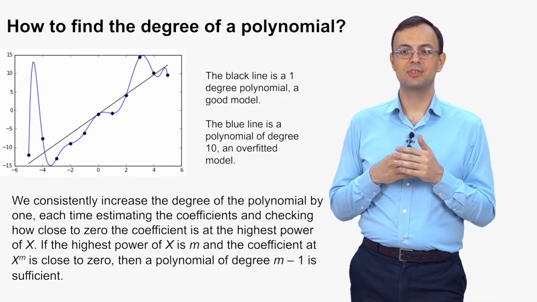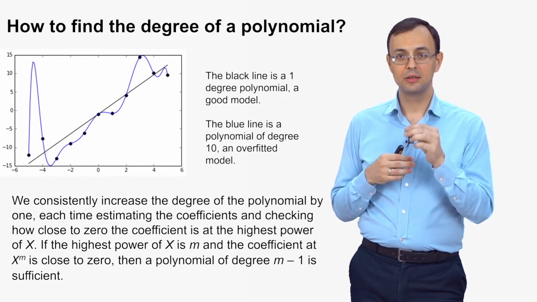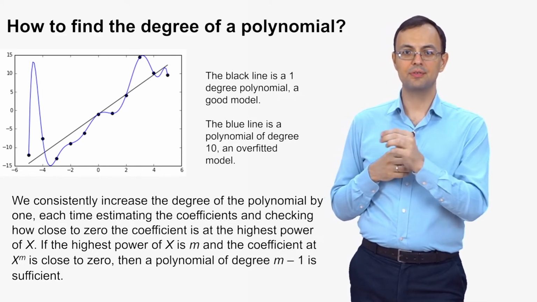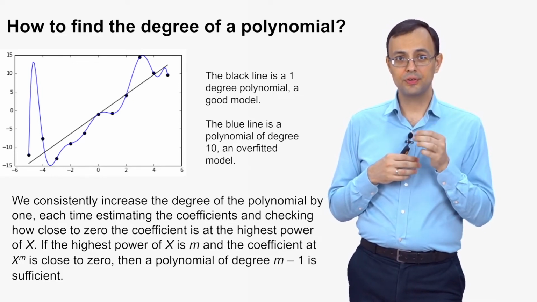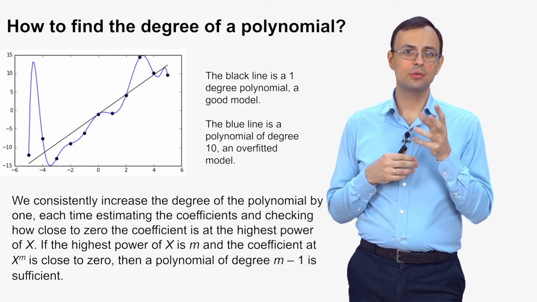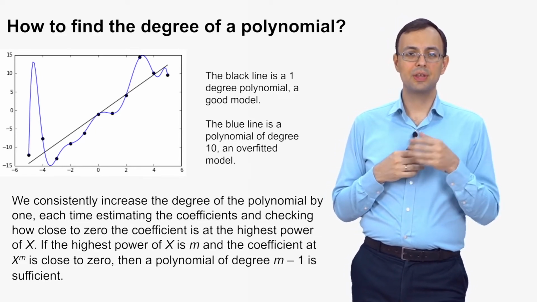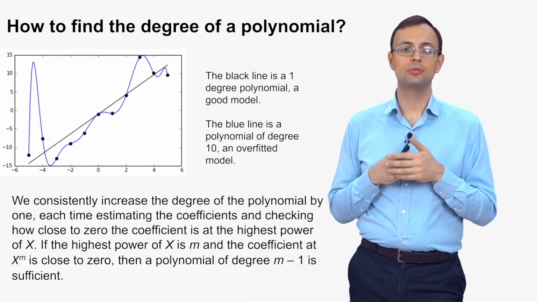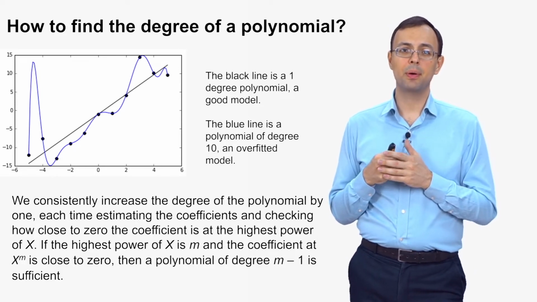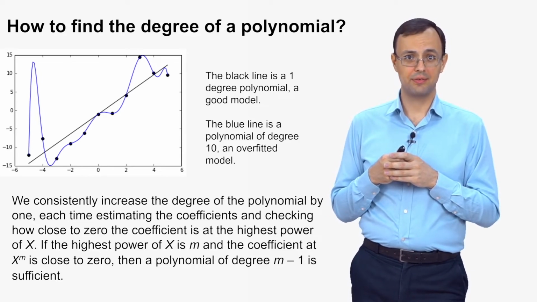So the idea is that you increase the degree of the polynomial just by 1, starting from the degree 1, 2, 3, 4, 5, and so on, until the coefficient at the highest power of x is close to 0. Close to 0 is something like 0.001. If you get something like this, you say that you don't need this power. And in practice, usually powers no more than 5 are enough.